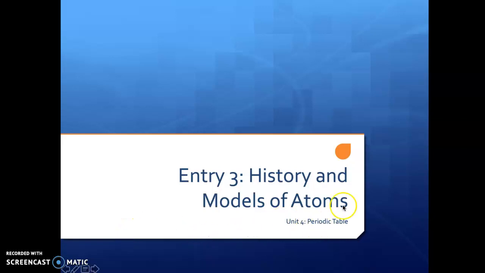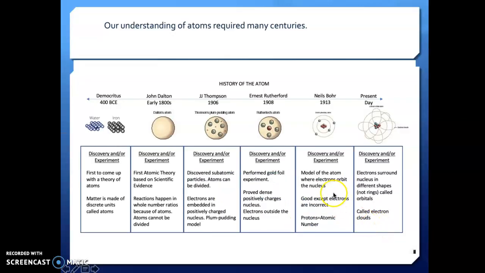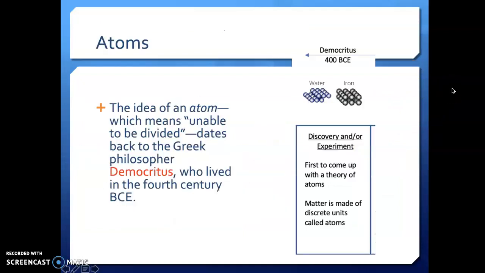Okay, we're going to talk about the history and models of the atom today, which is Unit 2 here, the periodic table. So this is actually the last page of your notes. You have this whole thing. So we're going to talk through it and go piece by piece, from Democritus in BC to the present day version of the atom that we know and love.